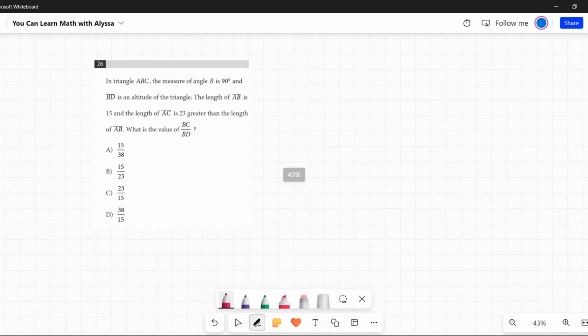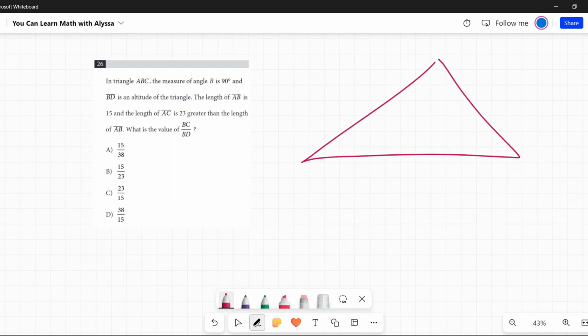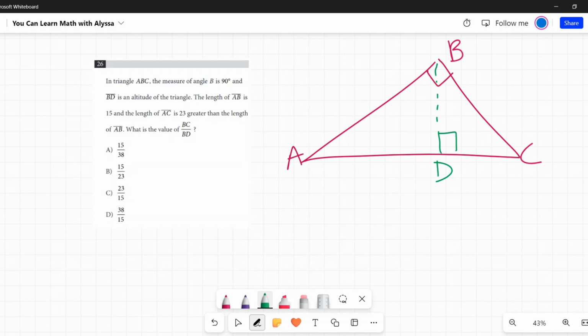26. In triangle ABC, the measure of angle B is 90 degrees and BD is an altitude of the triangle. Okay, so ABC, I'll try to draw this a little better. Close enough. Angle B is 90. ABC, and BD is an altitude. So an altitude is a line that comes straight down as the height, so it's forming a right angle at the bottom. BD is the altitude.